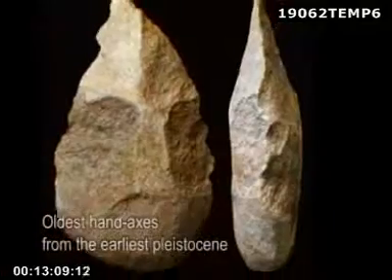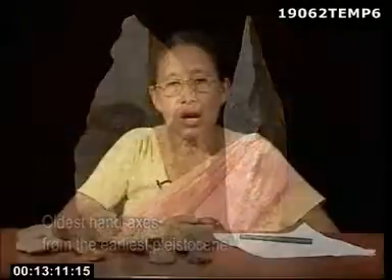Even the oldest hand axes from the earliest Pleistocene deposits have standardized forms, whereas the eoliths, though used as tools by the immediate forerunners of man, lack such character.